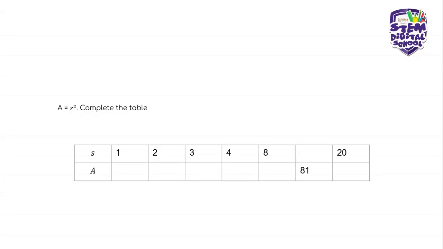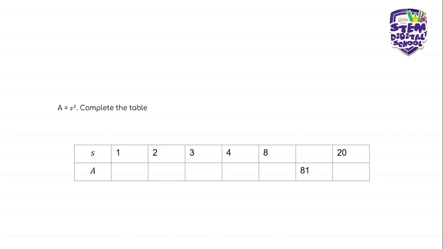Now, we are given the first sides, there's 1, 2, 3, 4, 8, and then you skip 1 and then you go to 20, and one area that is given there is 81. So I want us to complete this table to find the area of the square when the side is 1 unit. What will be the area of the square? Remember, the area of the square is S times S, which is S squared.